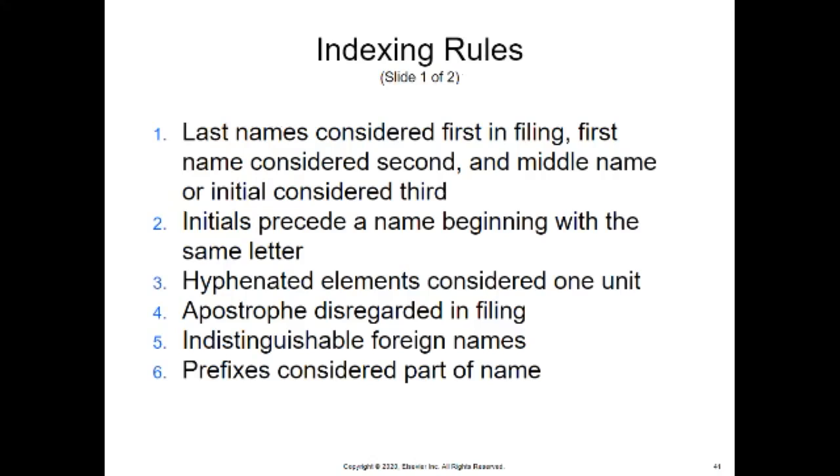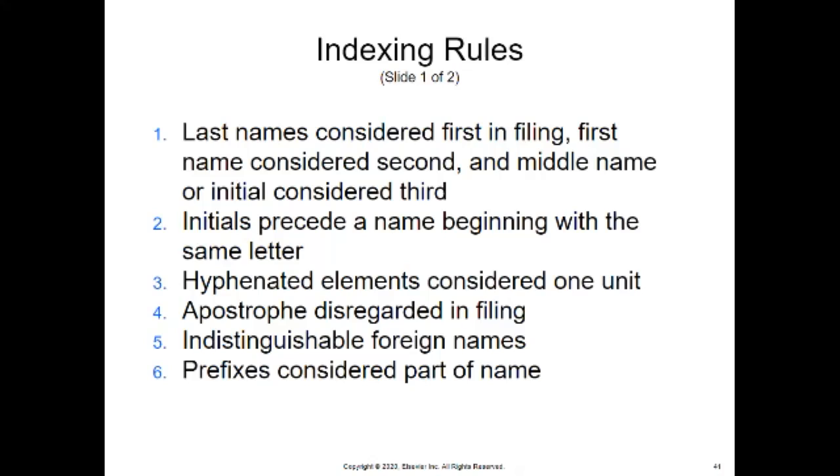Indexing rules. Last names are considered first in filing, first name considered second, and the middle name or initial is considered the third. Initials precede a name beginning with the same letter. Hyphenated elements are considered one unit. Apostrophe disregarded in filing. Indistinguishable foreign names. Prefixes considered part of a name.